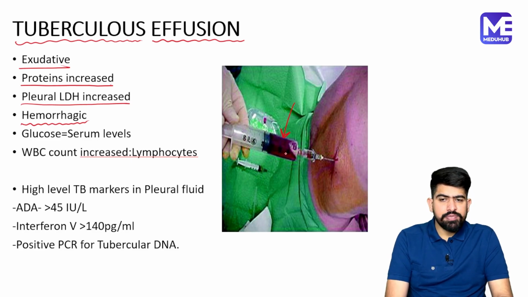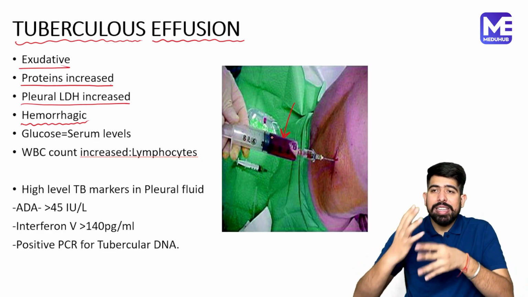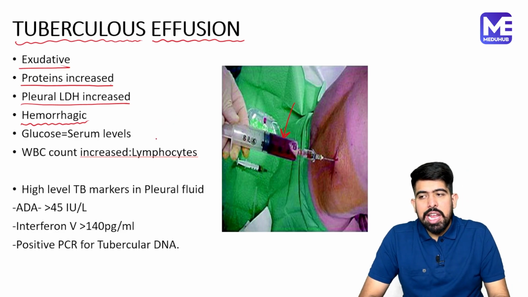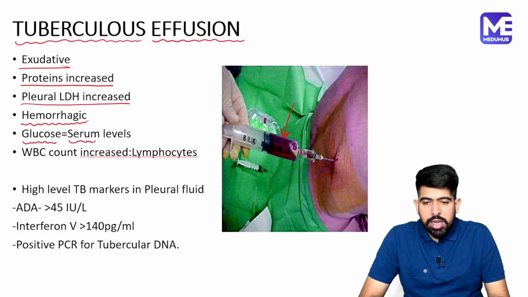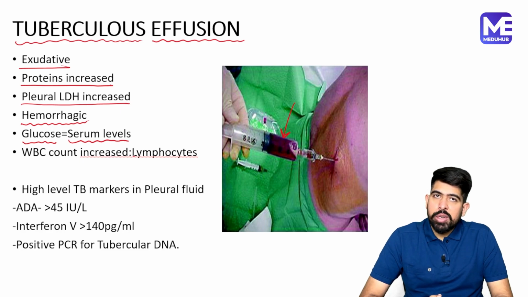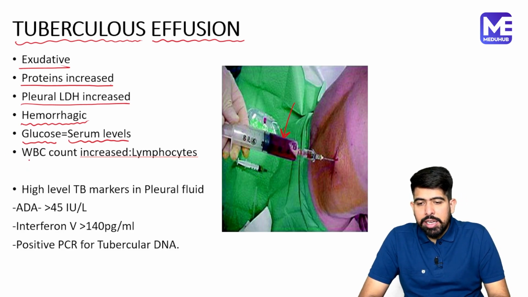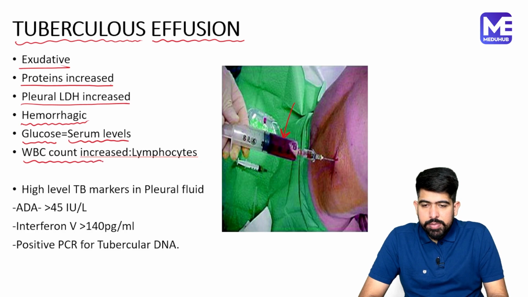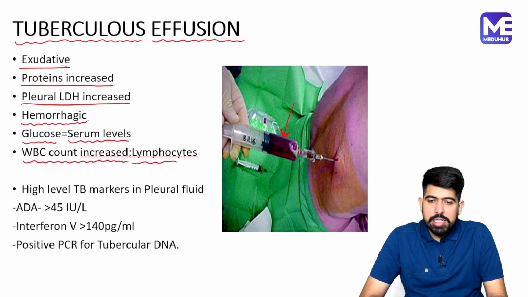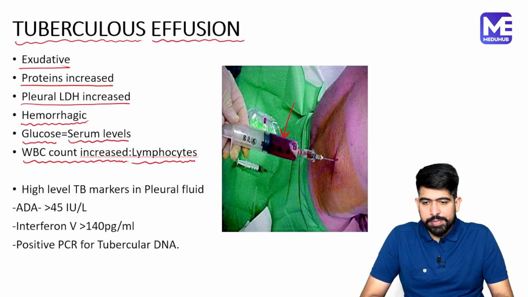It's looking like a reddish exudate, right? So this is mixed with blood also. So this is the hemorrhagic type. And if we talk about the glucose level, it is equal to the serum level. Like the normal serum level, as you already know, 90 to 120. So near 90 to 120 glucose level will be seen in the tuberculosis effusion. And the WBC count increases, lymphocytosis, the lymphocytes will be seen in this exudate.